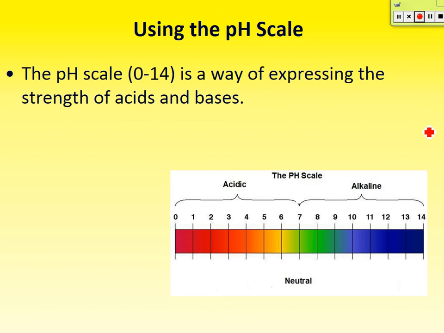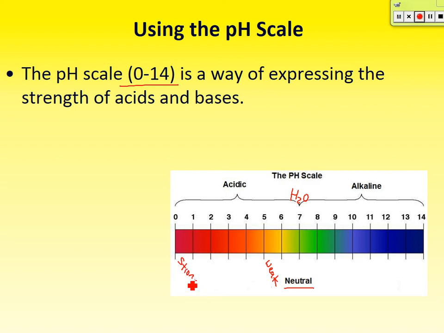The pH scale, which we introduced last time, goes from 0 to 14. It's a way of expressing the strength of acids and bases. Right at 7 is neutral. This would be water. So guys, if I'm at a pH of 6, is that a strong acid or a weak acid? This is very weak. Now, what if you're at a pH of 1 or 0? That's a very strong acid.